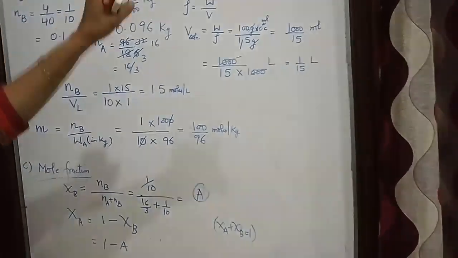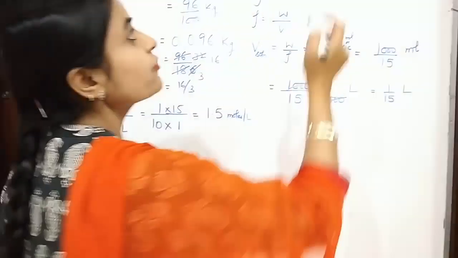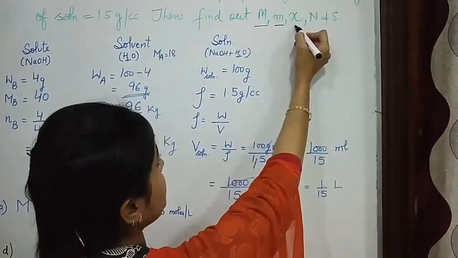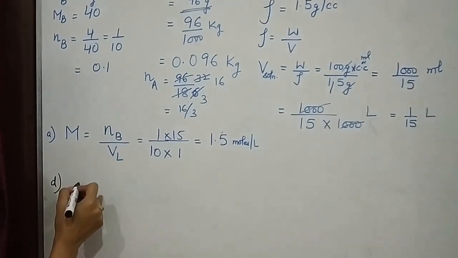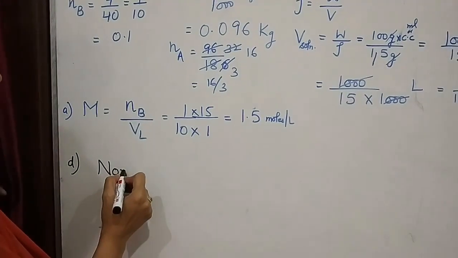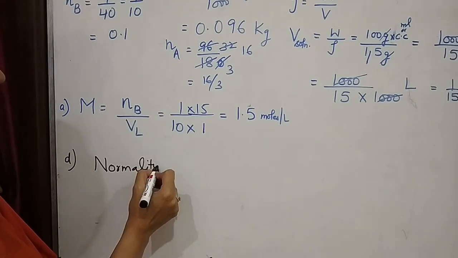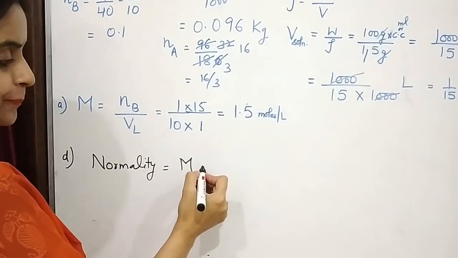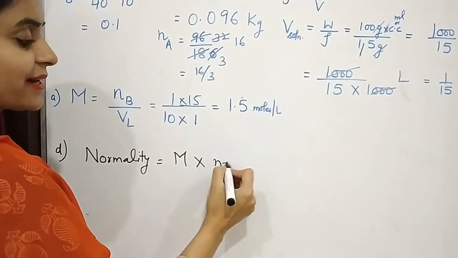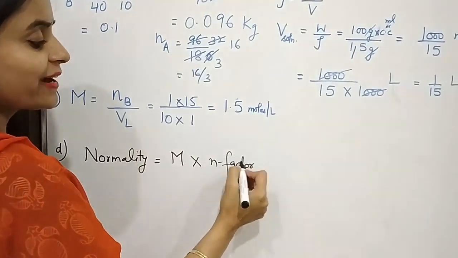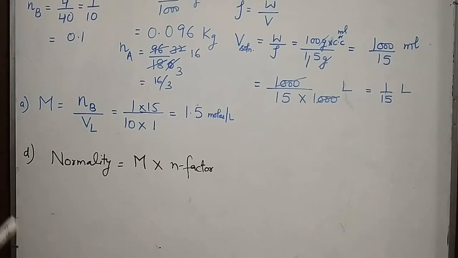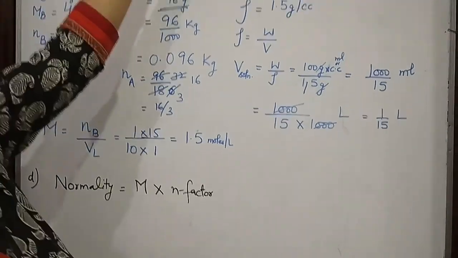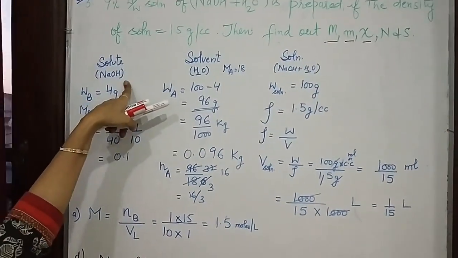Now next is normality. So we find out molarity, mole fraction. Next is normality. We know that normality is equal to molarity into n factor. I told you n factor may be acidity, basicity or valency. Here we take NaOH. Solute is NaOH, that is a base.